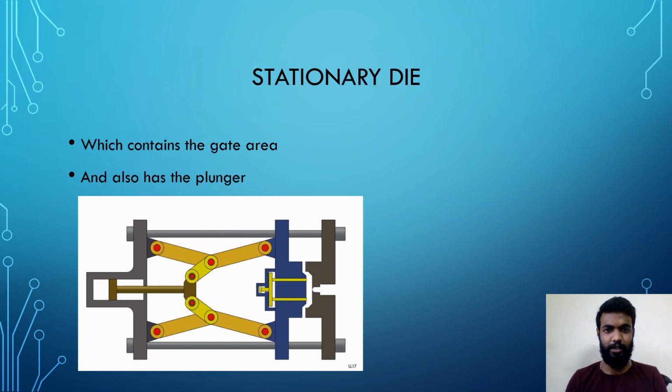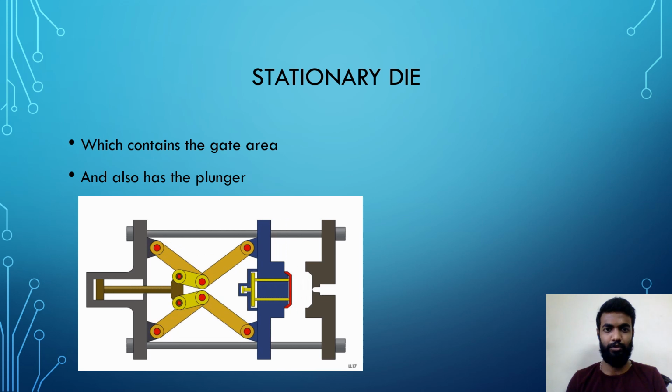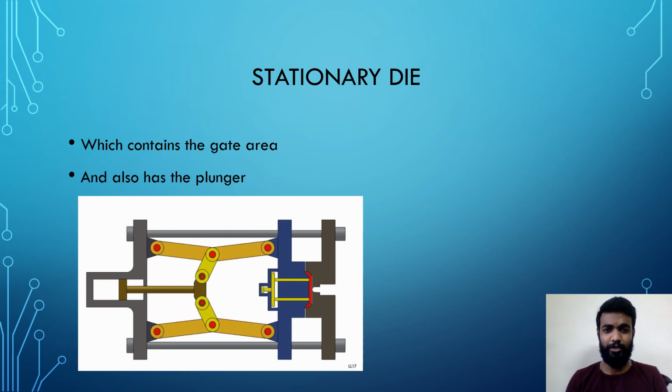This is the stationary die whose motion is constrained, and it is composed of a plunger setup. It is used to push and pressurize the molten aluminum or zinc through the gate area, and the gate area is nothing but the inlet to the die cavity.